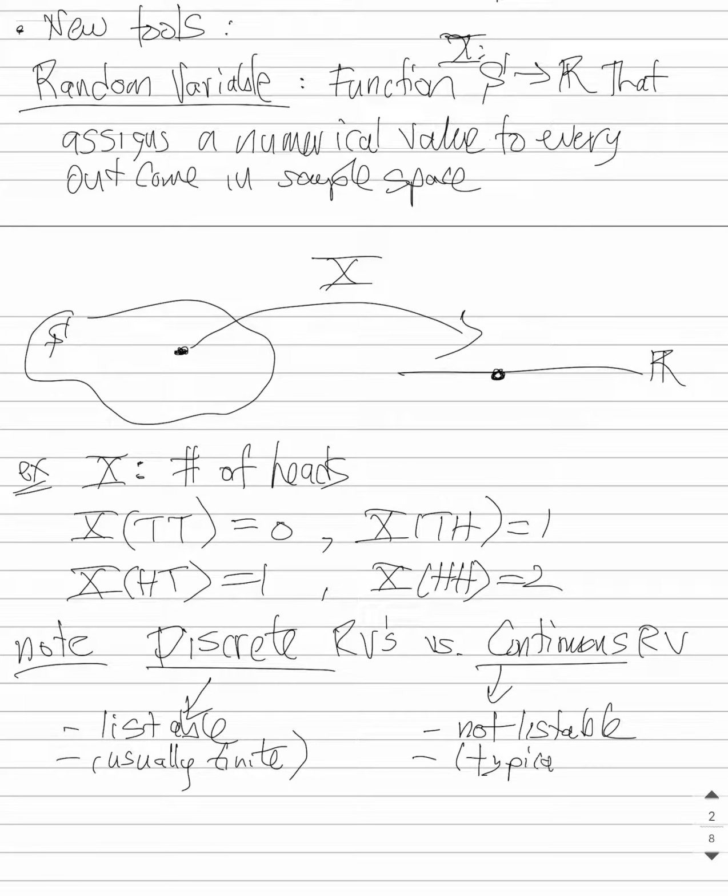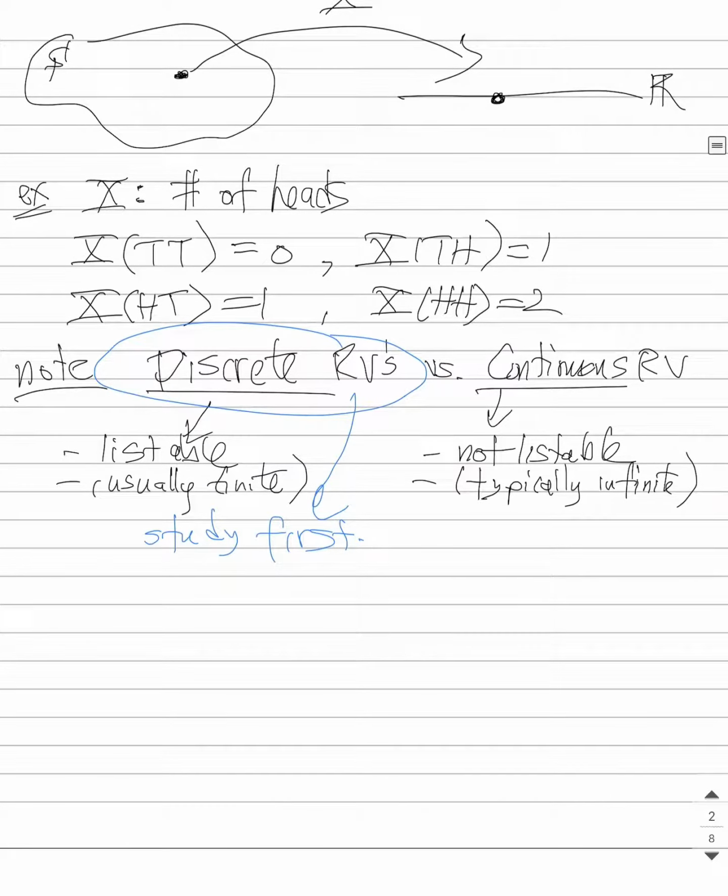Continuous random variables, there are typically infinitely many of them. In the first part of the course, so for the next little while, we are going to study this first. We're only going to study discrete random variables first. So everything that you read about in your textbook to do with continuous variables, we're just going to put on the back burner for now. We are only going to talk about discrete random variables for now, for the next couple of weeks.